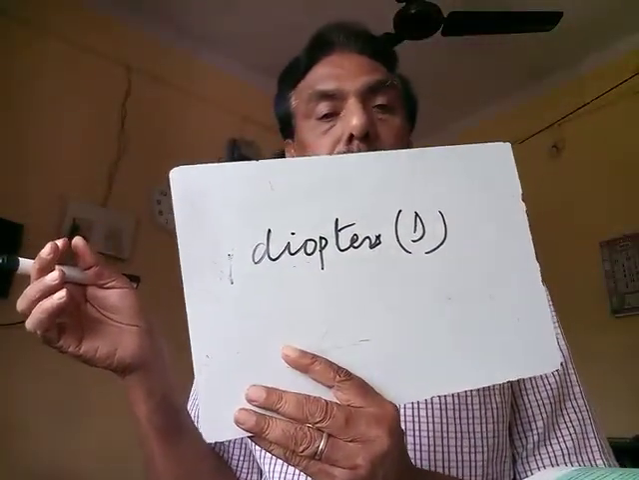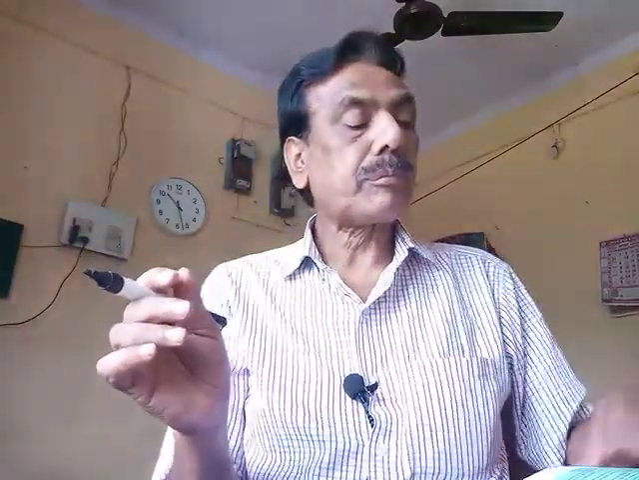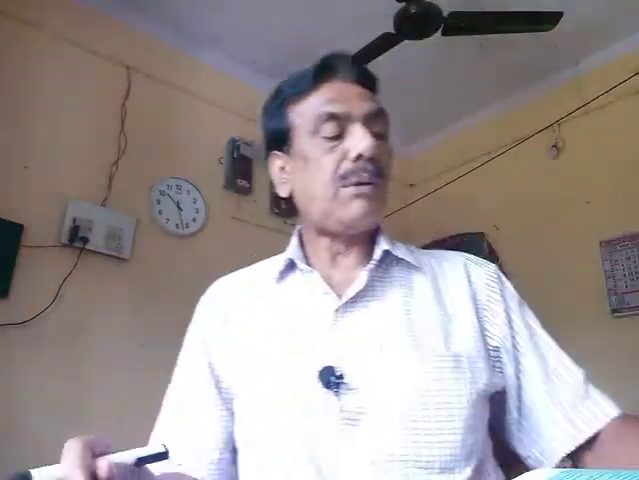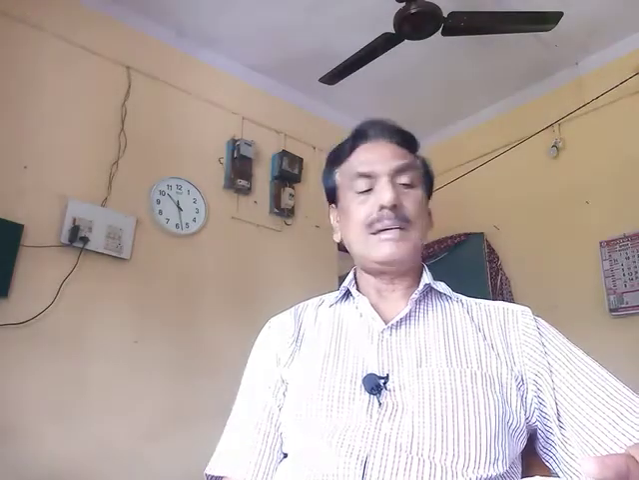So how can you define one diopter? One diopter is defined as the power of a lens whose focal length is 1 meter. That is the definition of one diopter.